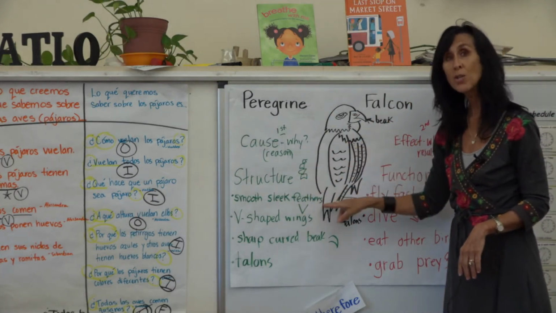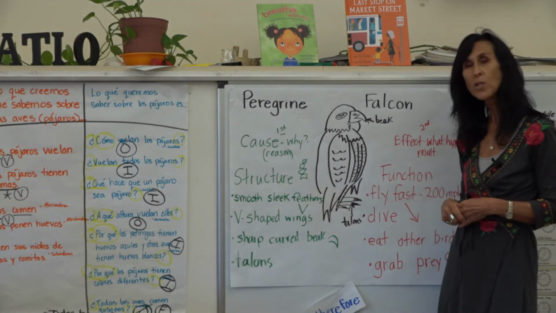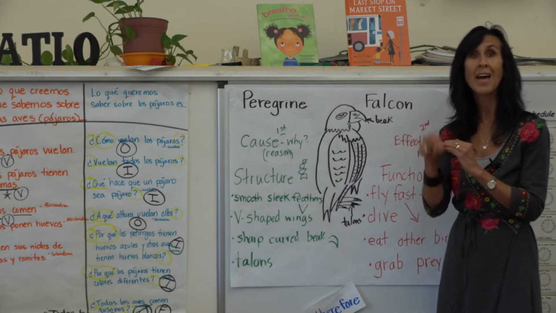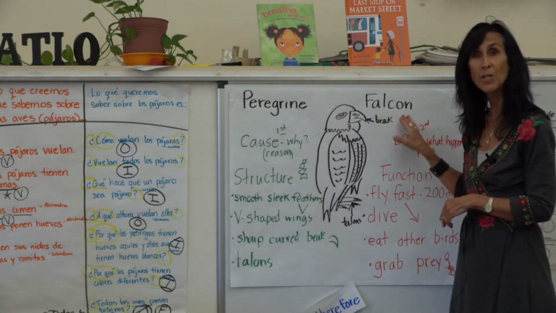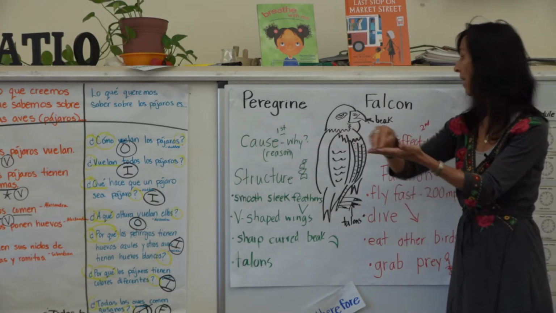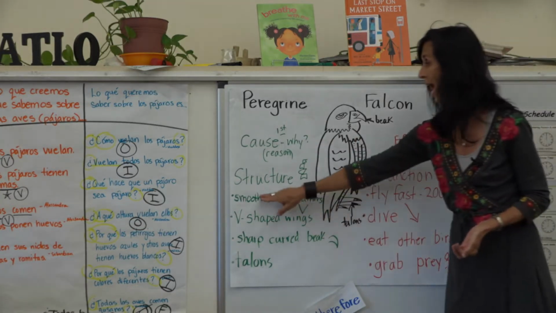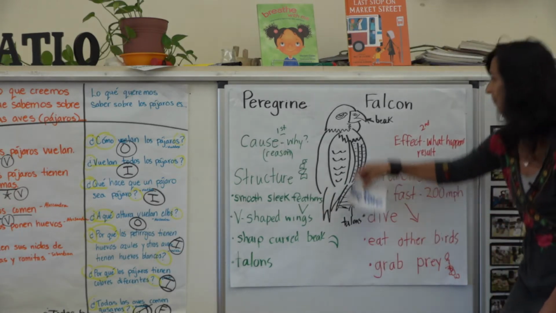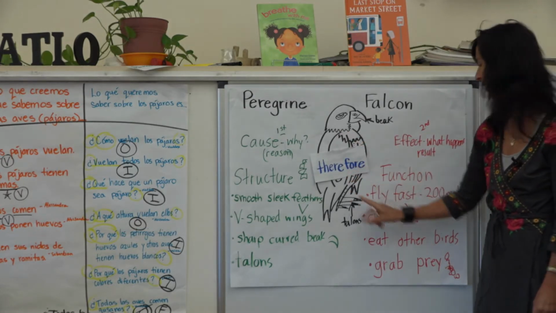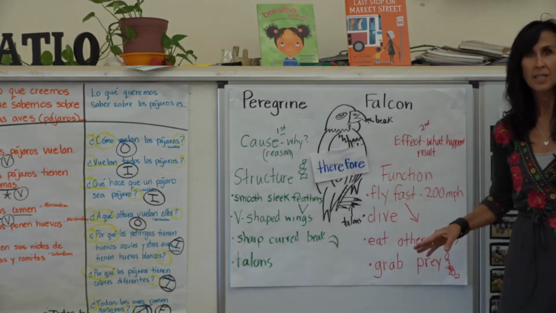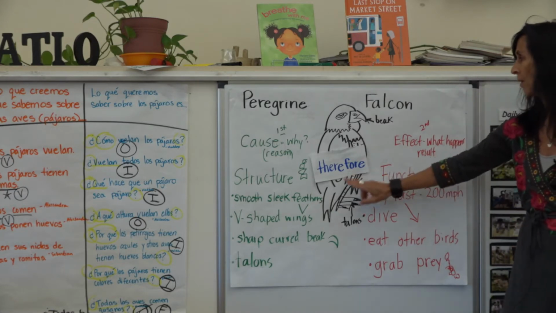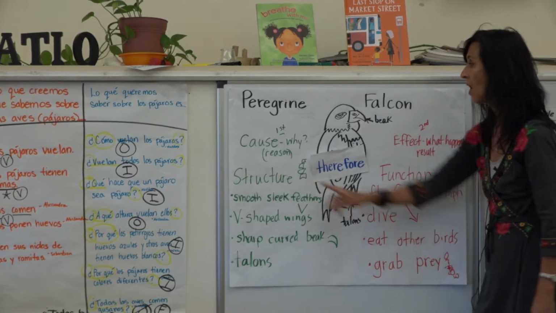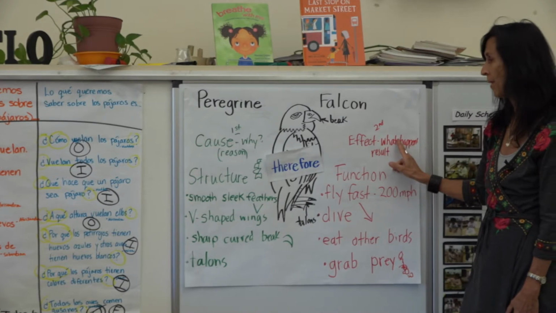Now we're going to practice using some words that you'll see when you're reading when an author is trying to help you understand a cause and effect. We'll practice it with the language from our chart. The peregrine falcon has smooth, sleek feathers. Therefore, it can fly fast, up to 200 miles an hour. Therefore, when you see this word, there's a cause and effect happening, a reason or a why, and what's happening.